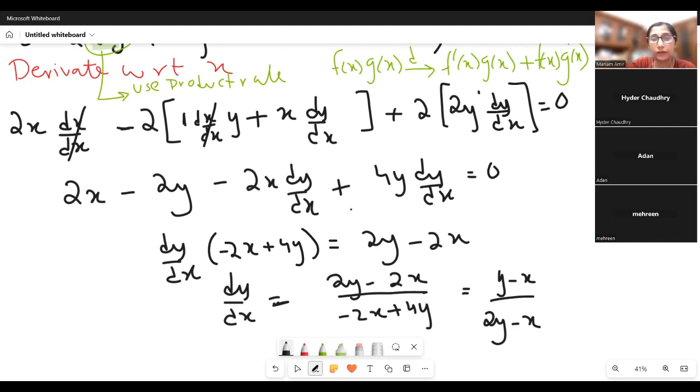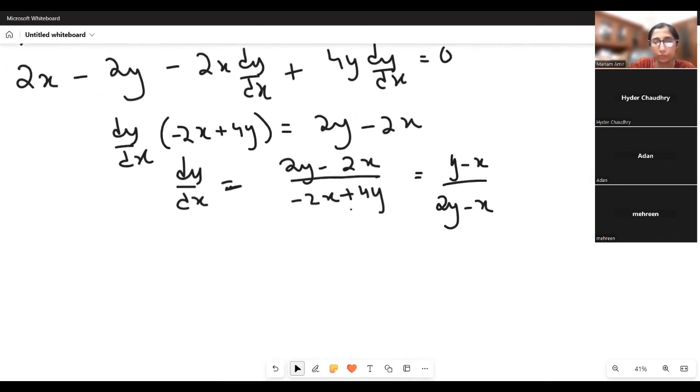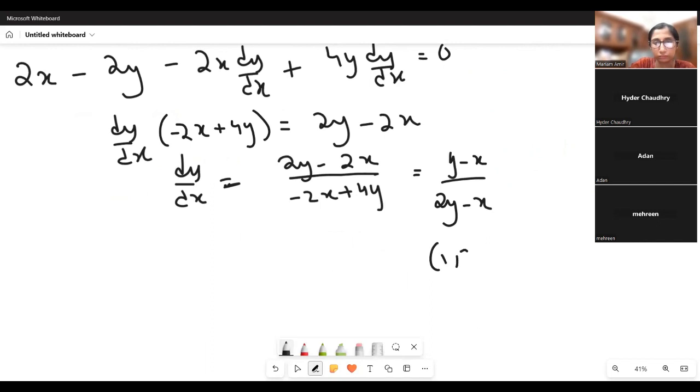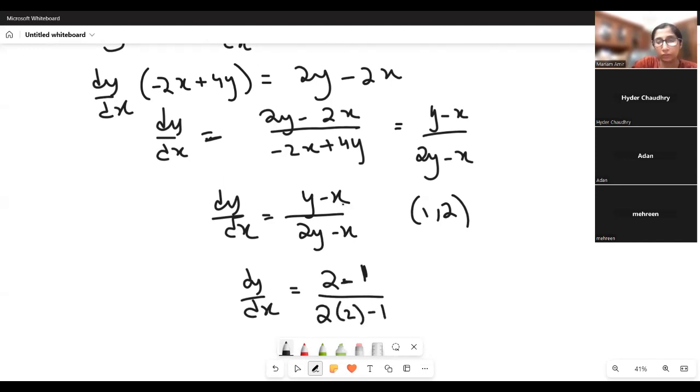Okay. And we have to find the equation of tangent here. And the point is 1, 2. Dy over dx is y minus x over 2y minus x. Two minus one upon 2 times 2 minus 1. One by 3.